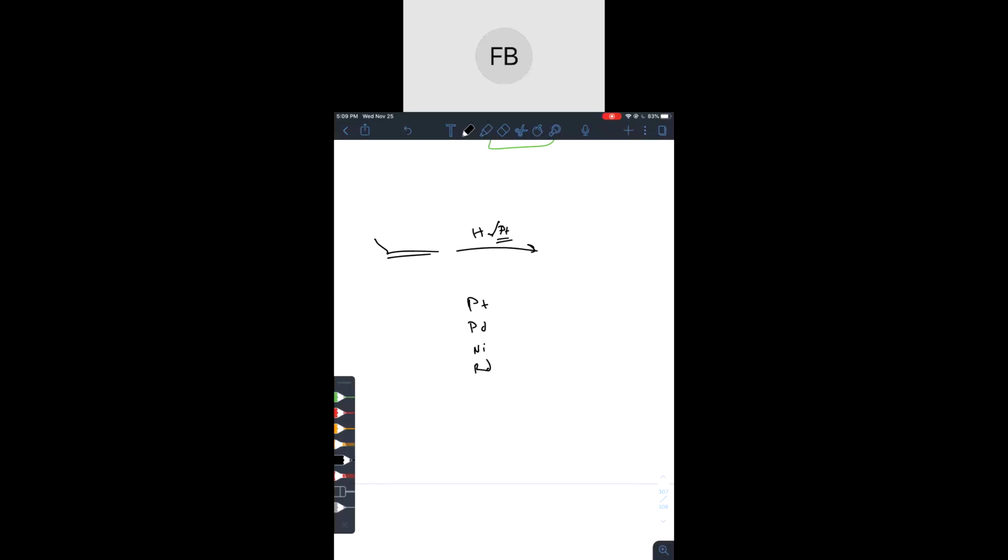So again, Pt, Pd, Ni, and Rd. These all create what we said was anti-mark. Now, it's not really anti-mark, but we can just say it's anti-mark to help us remember that it's syn addition.